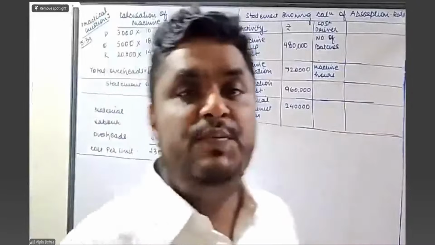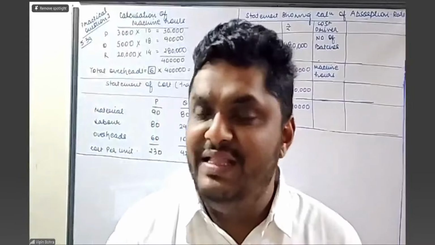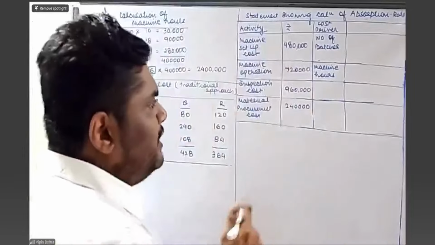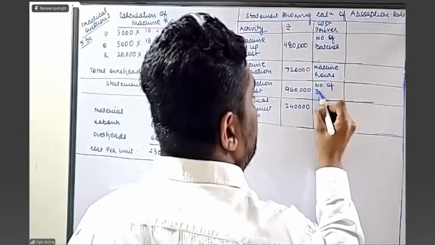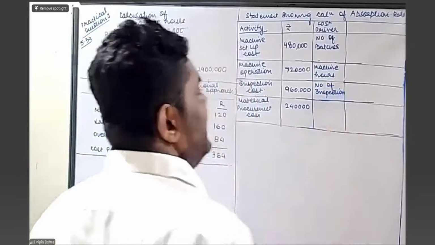Next one is the inspection cost. Again, see, information is given in the question regarding the number of inspections per batch. So the best approach is, when talking about inspection cost, it can be absorbed on the basis of number of inspections.